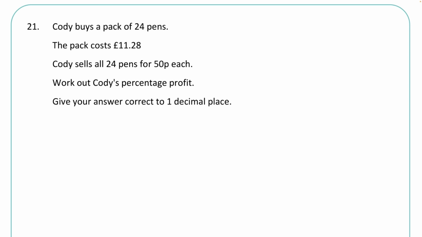Now, in order to work out the percentage profit, we actually need to work out the profit, which is how much money he's actually made after he sold them all, considering he paid £11.28. So we need to work out how much he's actually sold them for. Now, if he sold them all for 50p, well, we need to do 24 times 50p. However, this is in pounds up here, so unless I want to convert that to pence, what I'm going to do is just convert the 50p to pounds, which is 0.5 or 0.50, if you prefer to write it like that.